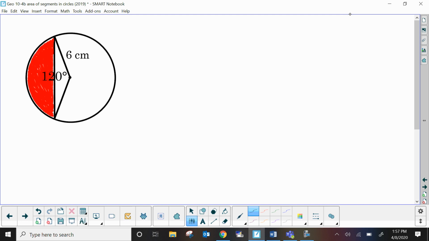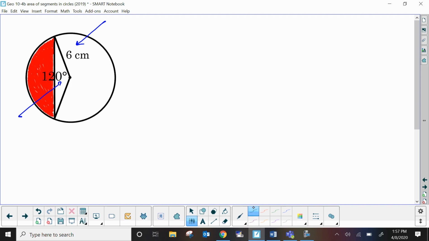I got this circle here. A couple things I'm going to notice from the circle before I even get started. I got the radius of 6 centimeters. I can see that because of that right there. I have a central angle of 120 degrees because I can see that that is right there. All right, so those are really the only things I need when I'm finding the area of this segment.